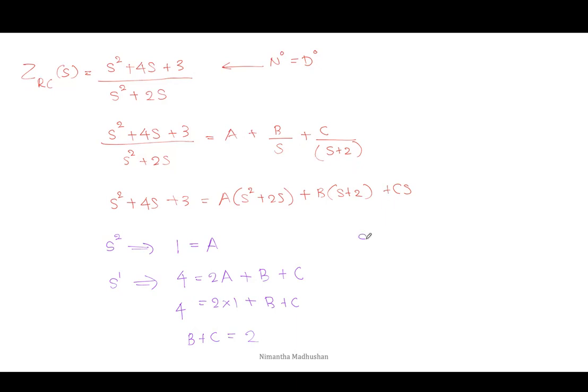Then I consider s to the power 0. From the left hand side, the value is 3, and from the right hand side, B into 2, 2B. The value of B is 3 over 2. Then from this one, we can obtain the value of C. 3 over 2 plus C is equal to 2, and the value of C is equal to 1 over 2. Then the value of A is 1, the value of B is 3 over 2, and the value of C is 1 over 2.